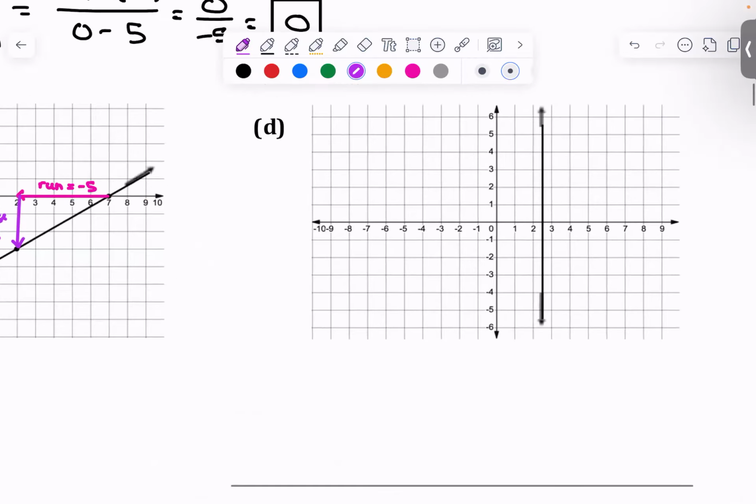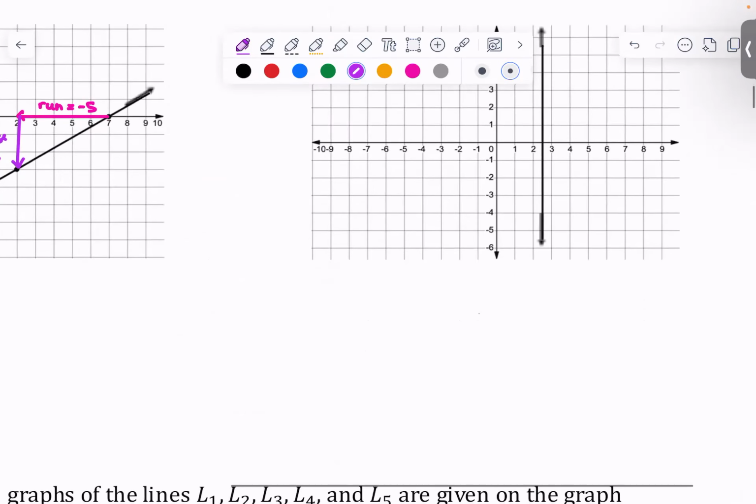And then this last one. What's the slope of that line? Not zero. Zero would be a flat line, a horizontal line. But you are right in saying that it does involve zero. It's a zero in the denominator. It has zero run. And you cannot divide by zero. This is an undefined slope. So a vertical line implies an undefined slope.